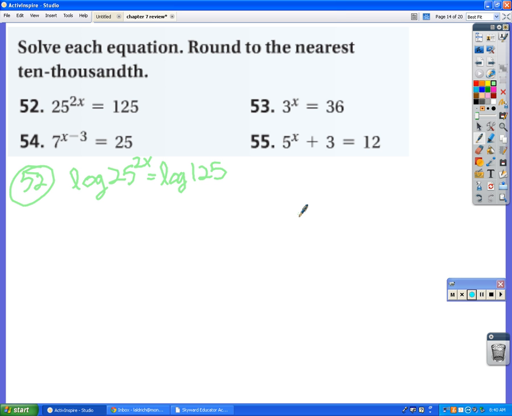Why did I do that? Because you gotta solve it. And so how does that help me solve it? Well, how do... Don't answer, Cameron. Right, so I can put the exponent in front. So I can rewrite this as 2x log 25 equals log 125. Alright? So what do I do next?